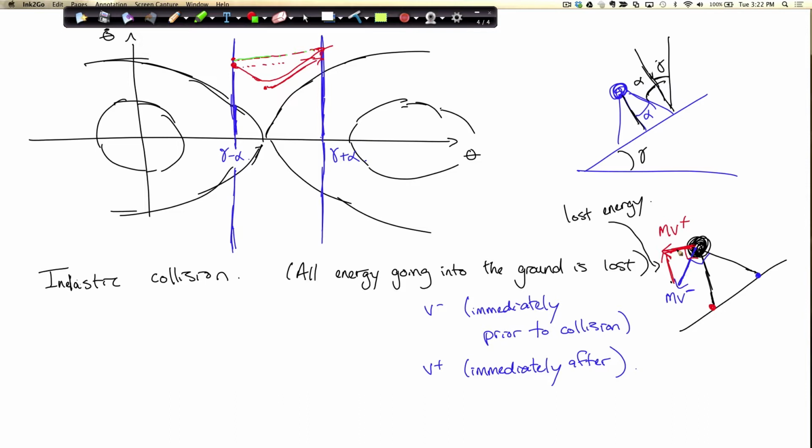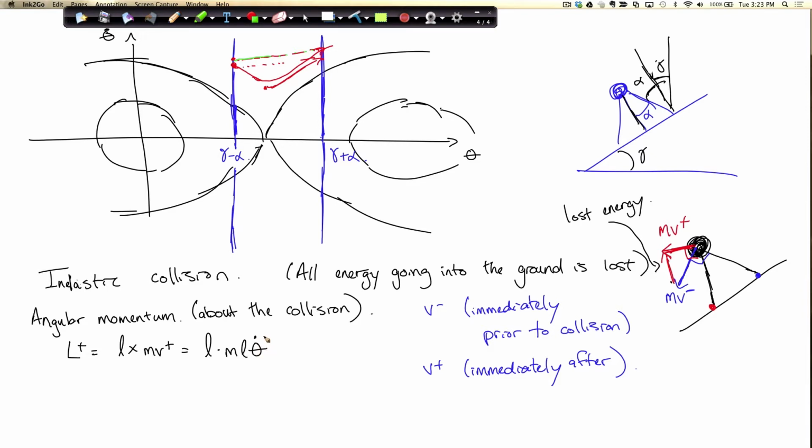Another way to see that is by writing down the angular momentum. Let's do immediately after the collision. Immediately after the collision, angular momentum about the collision point is just the length of my leg cross mv plus. Since that's a right angle, it's just L times mL theta dot plus. The velocity here is just L times theta dot. That's something you might not have seen, but it works out to be true.